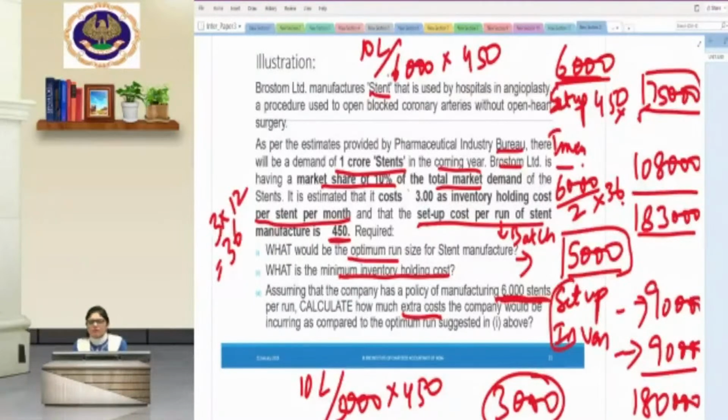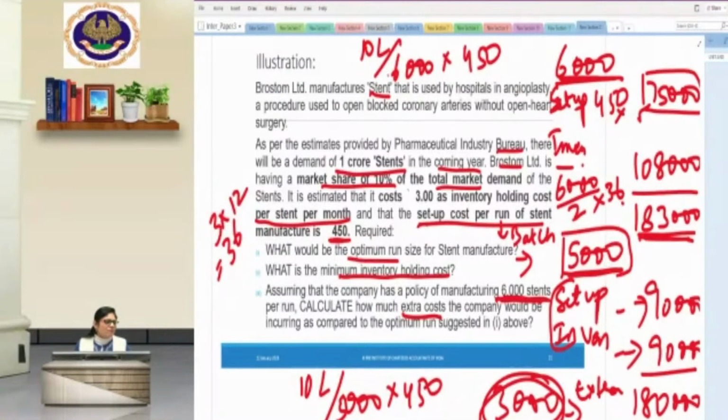So if you produce 5,000 in one batch, the cost will be 180. If you produce 6,000 in one batch, the cost will be 183. So as per company policy, they are incurring 3,000 extra cost. That is the answer for the third one. Any doubt? Extra cost will be 3,000, not 3,150, Danish. You just calculate it again. Yes. Very good.